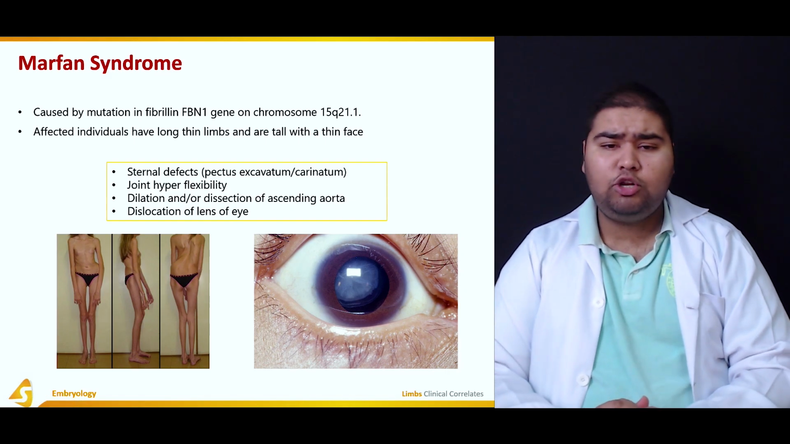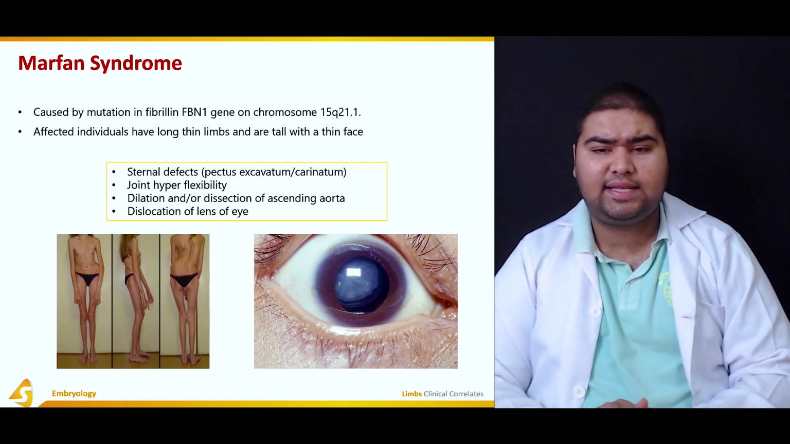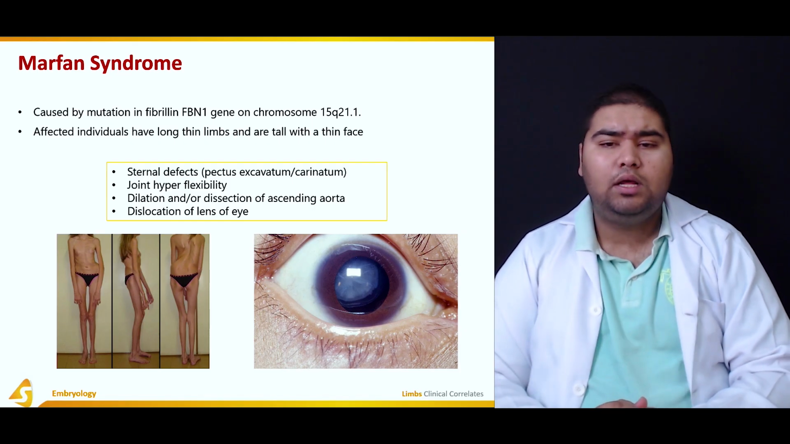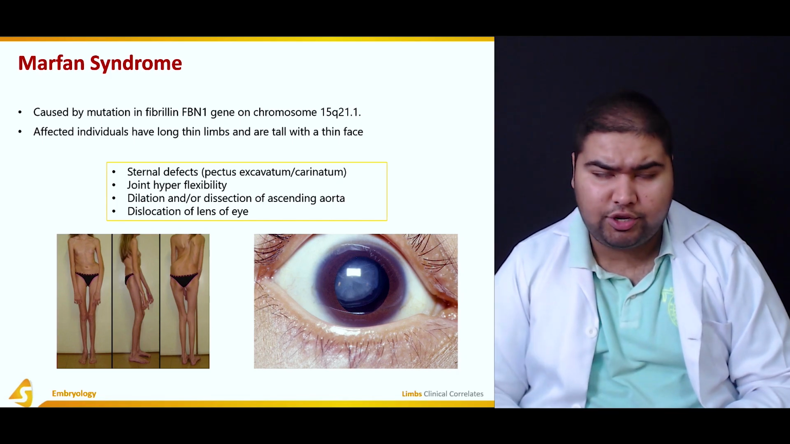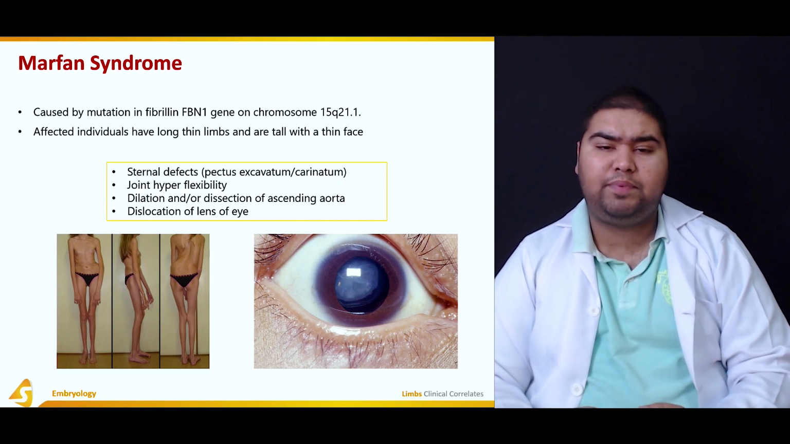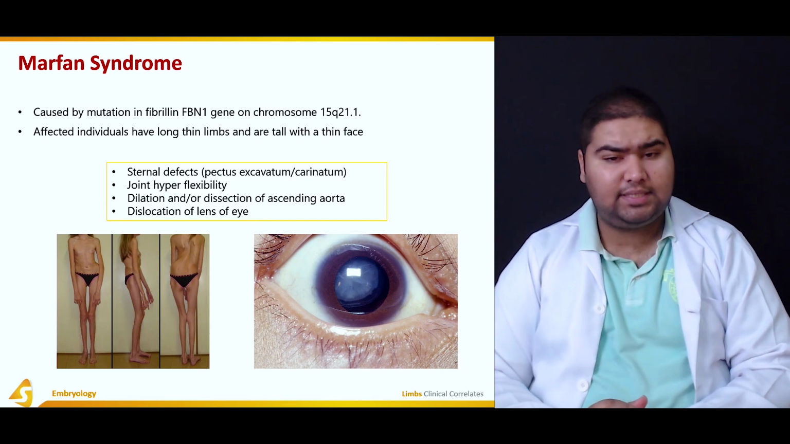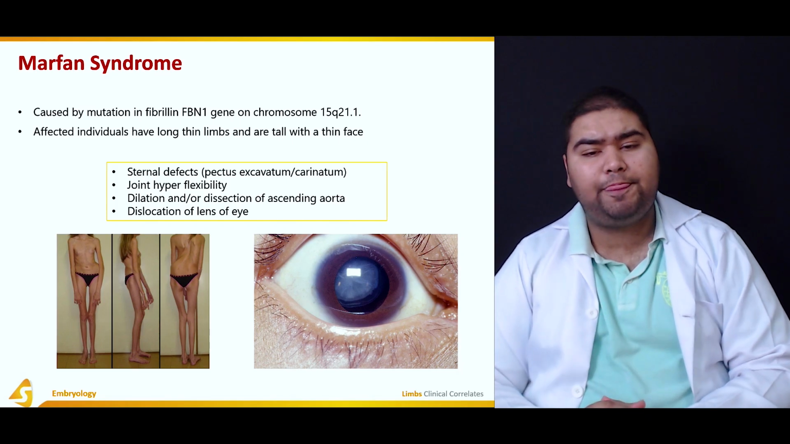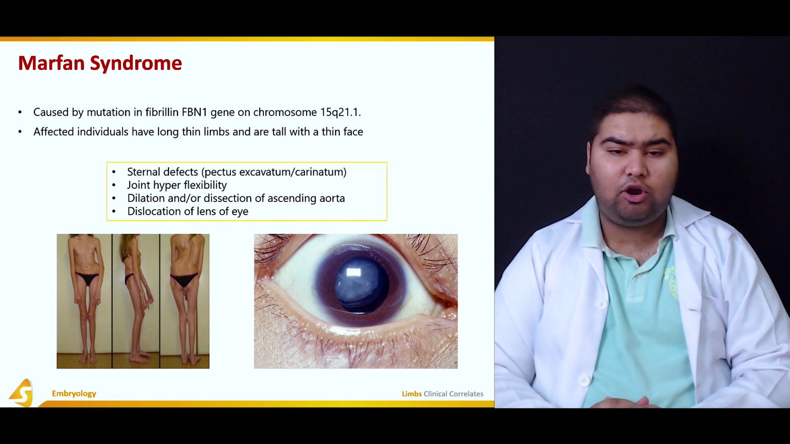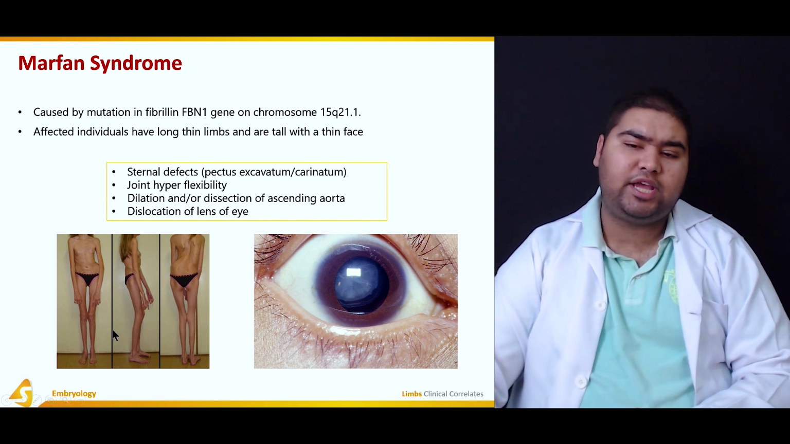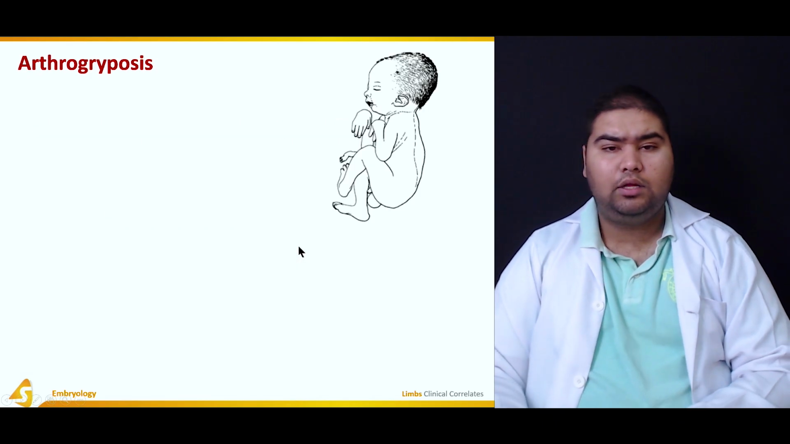They may also have sternal defects, which may include pectus excavatum or carinatum. So the sternum may be protruding out, or the sternum may be depressed in. The joints may have hyperflexibility. There may be dilation and or dissection of the ascending aorta, and there may be dislocation of the lens. The lens may be dislocated in the eye.